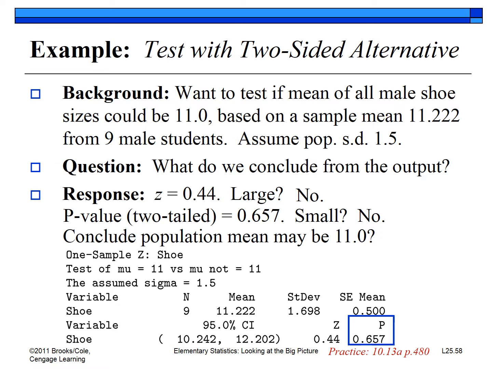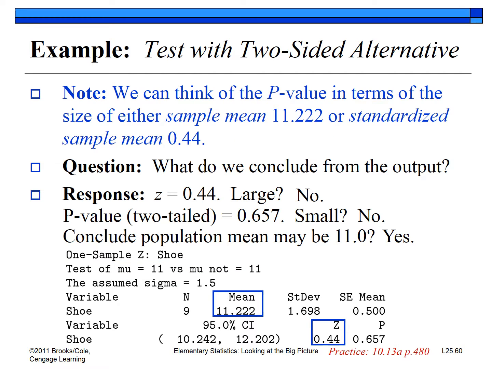So, do we conclude that the population mean might be 11? You bet. We will reject the alternate hypothesis and accept the null hypothesis. Notice that we can get the p-value either from the sample mean, using the distribution for the sample means, or from the z-value, that's the standardized mean of 0.44.